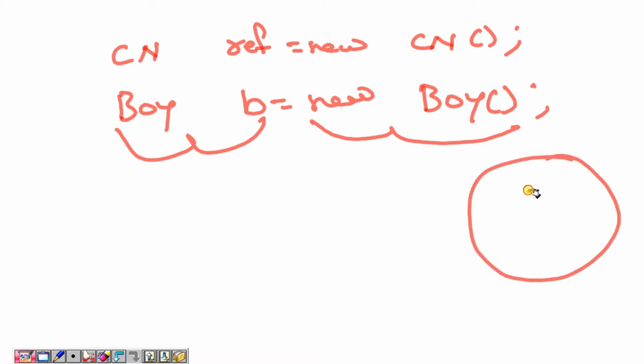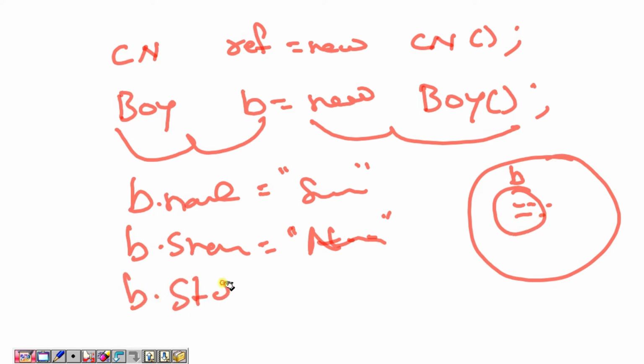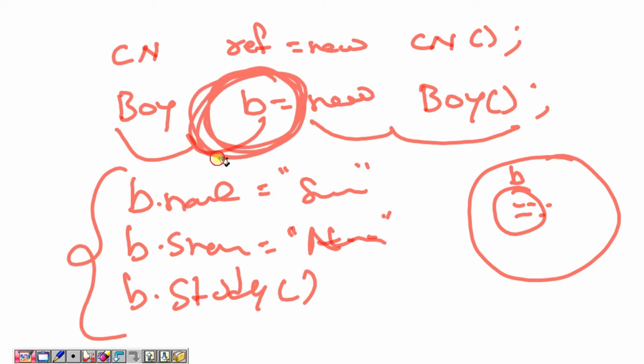This is the Boy class. In that memory location, we say B dot name. B is nothing but this memory location. Name equal to Sreekanth will be stored here. B dot surname equal to Nalagarla will be stored here. And B dot study, you can call the method also. Non-static methods and non-static variables we can call with the help of the reference only.